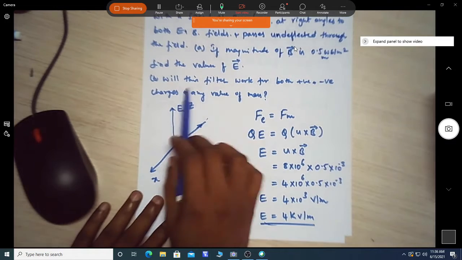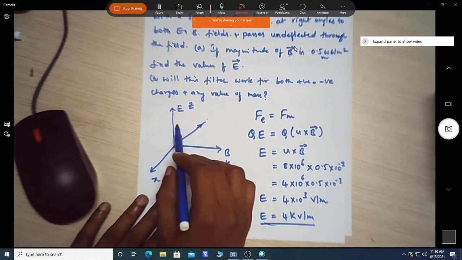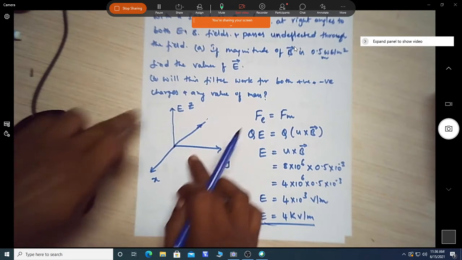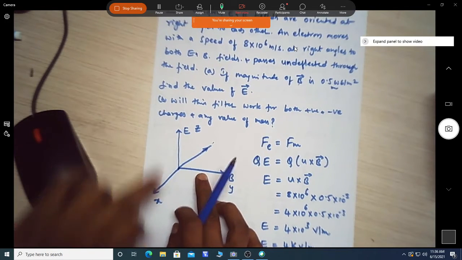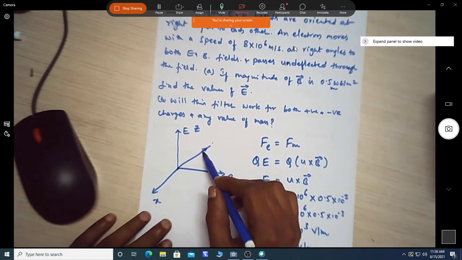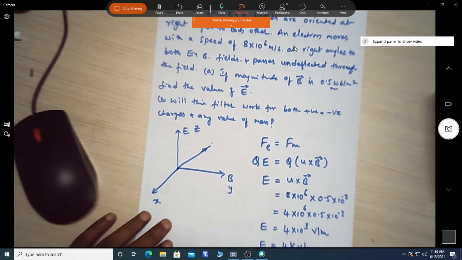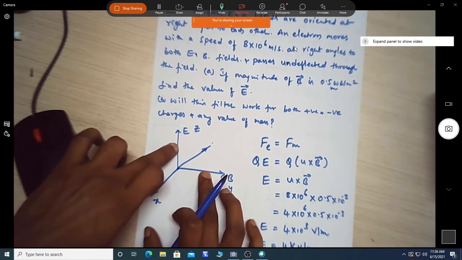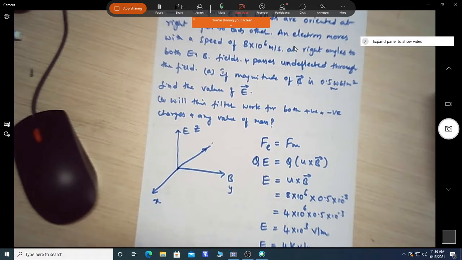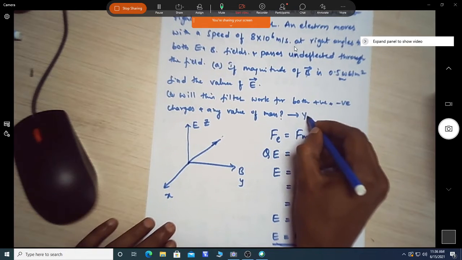So now, will this filter work for both positive and negative charges? Yes, definitely, because both fields are at right angles to each other and no deflection happens when the charge moves. So it will work for both positive and negative charges and also for any mass, since both Fe and Fm are equal and at right angles to each other. Okay, so the answer is yes.